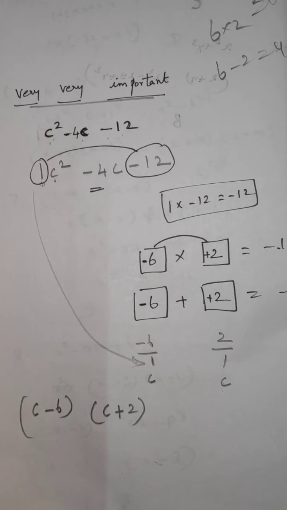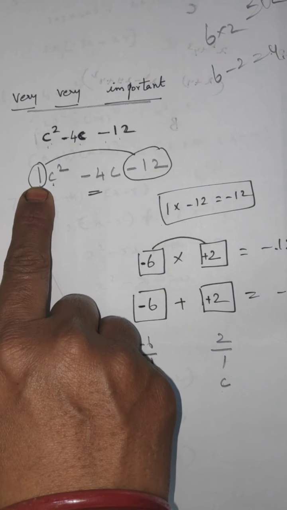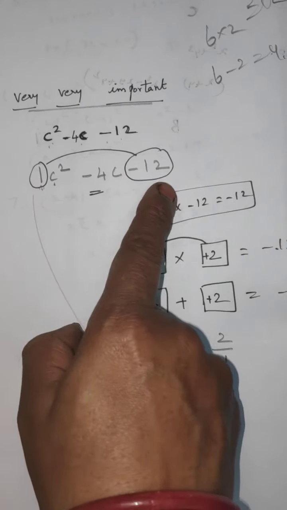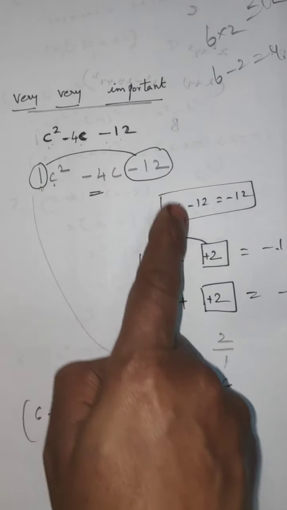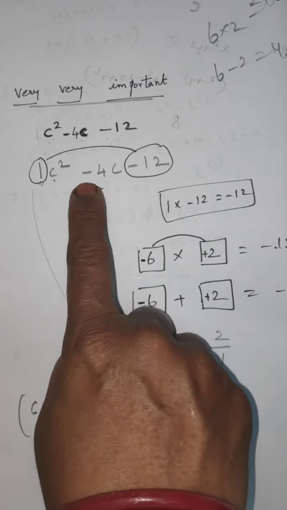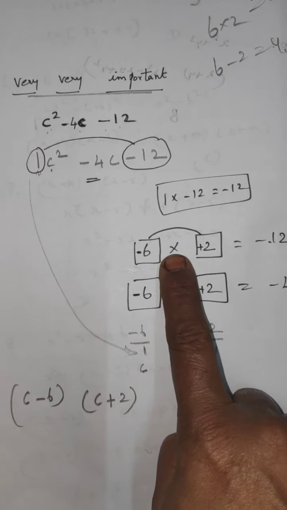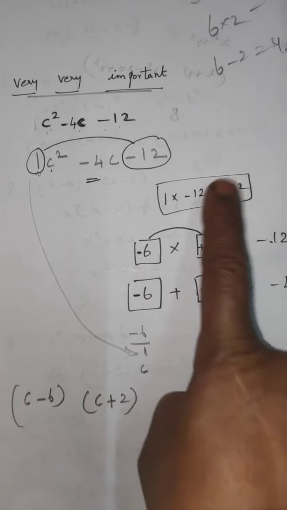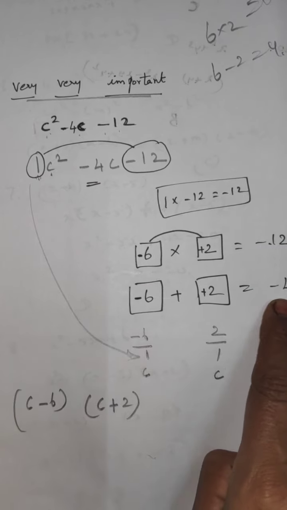You follow this method. What is the first step? If any number does not have 1, you write 1. Then take the last term, minus 12. Plus 12 means plus 12. You multiply two numbers: the product of the numbers equal to minus 12, and the sum of the numbers equal to minus 4. Product meaning is minus. The product of the two numbers equal to minus 12, and the sum of the two numbers, with the sign, equal to minus 4.